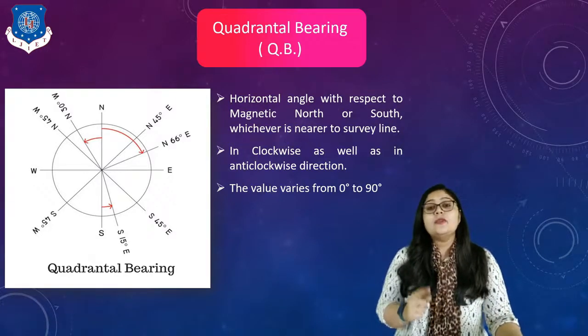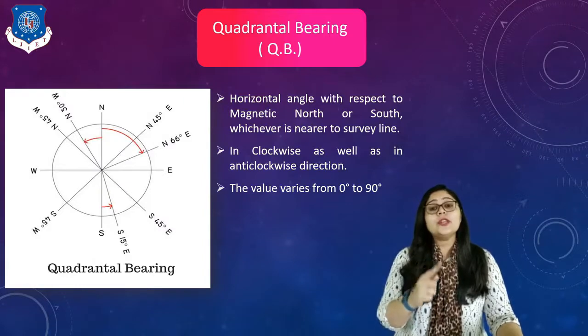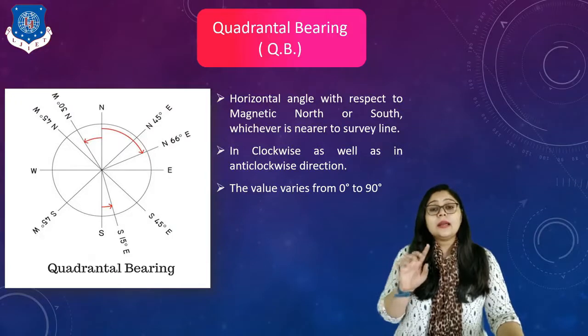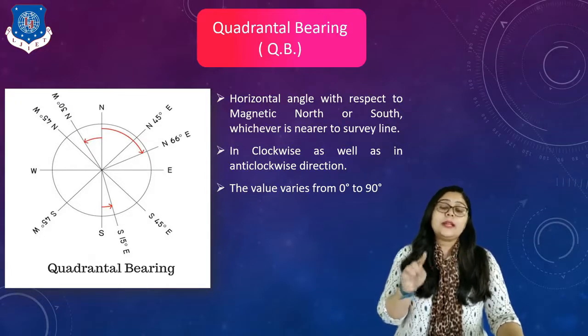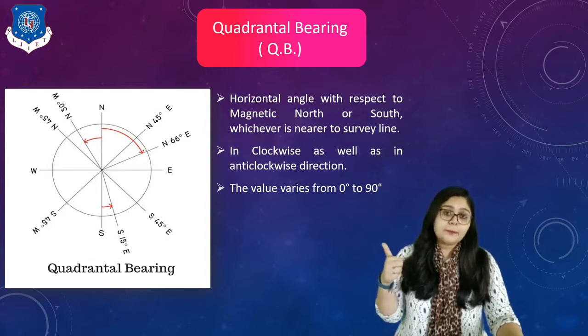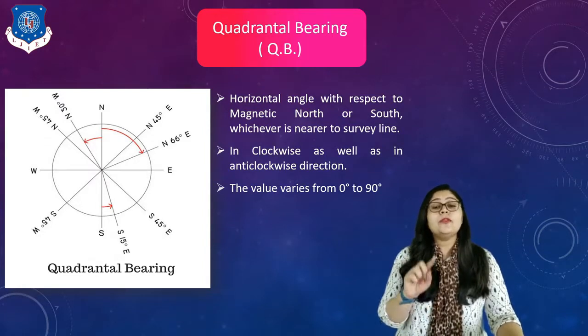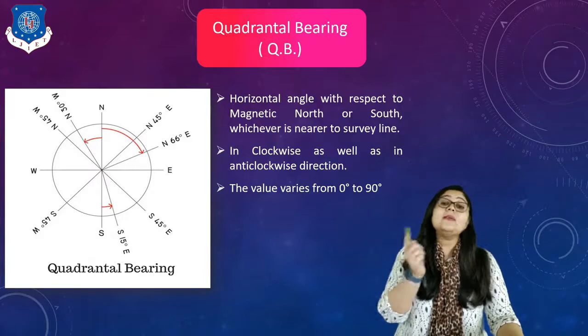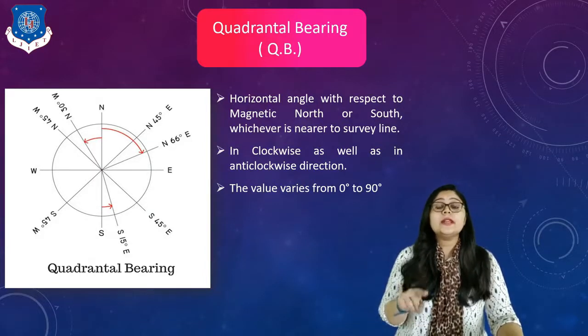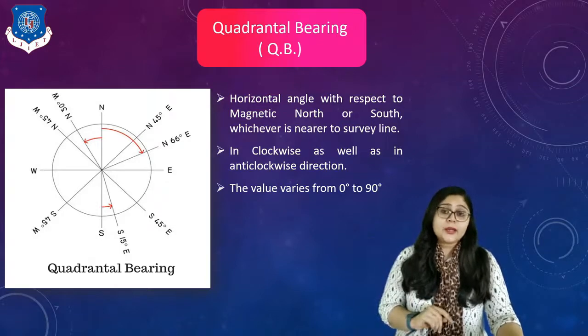So I can say whenever the horizontal angle with respect to magnetic north or south, whichever is nearer, is considered for taking the bearing of a line, it is considered as the quadrantal bearing system. And it is only possible when we go for the clockwise as well as the anti-clockwise direction to achieve the values in the range of 0 to 90 degree, right? So that's all for the quadrantal bearing.